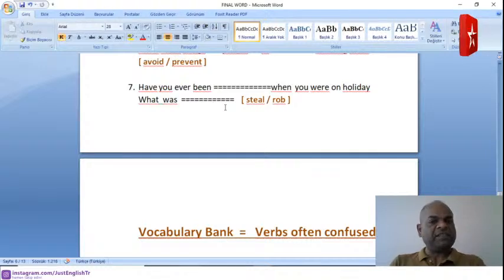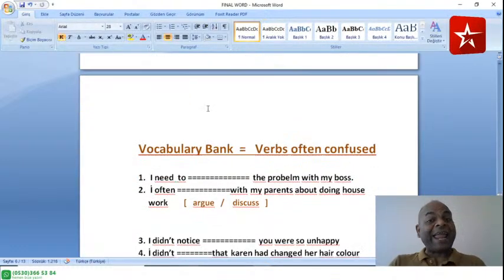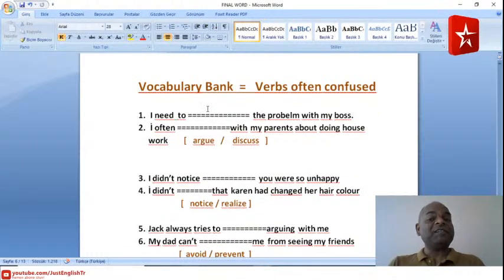And the students are writing the answer. Oksana says robbed and stolen. Well done, Oksana. That was the right answer. Aika and all of you, Arif. Good job. Great. Now let's go to vocabulary bank. Verbs often confused. Guys, now this is your exercise from our English File books, page number 158.